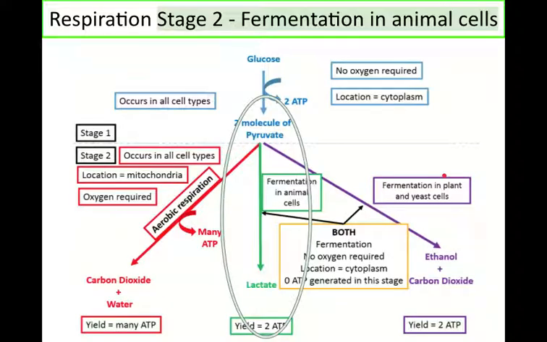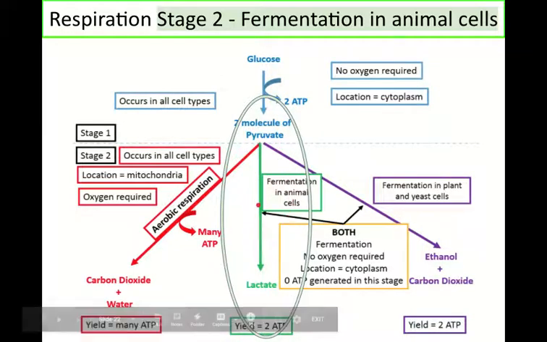Okay, so now we've looked at what happens after stage 1 if oxygen is present in any cell type, aerobic respiration. Now we're going to look at 2 possible pathways that could occur when oxygen is not present. If oxygen is present, it always goes from stage 1 into aerobic, but if oxygen is not present, there's 2 options here. So first we're going to focus on the pathway in the middle, which is fermentation in animal cells.